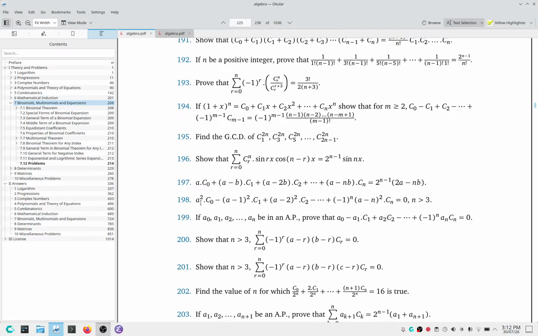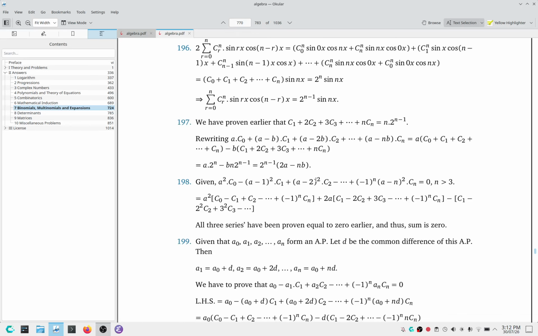Question 198 says that a squared times C0 minus (a minus 1) squared times C1 plus (a minus 2) squared times C2, up to (minus 1) to the power n (a minus n) squared Cn, is equal to 0 if n is greater than or equal to 3. So we are given this.